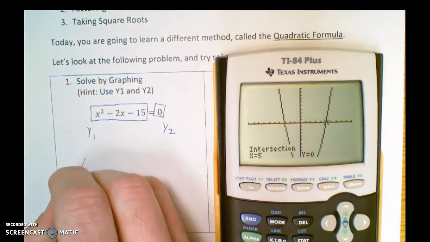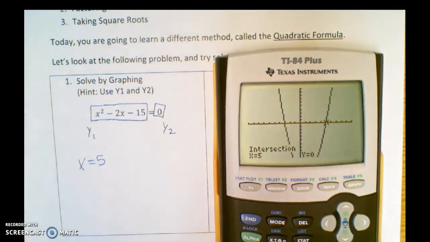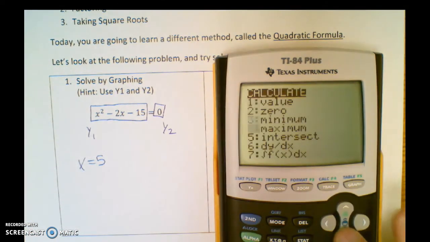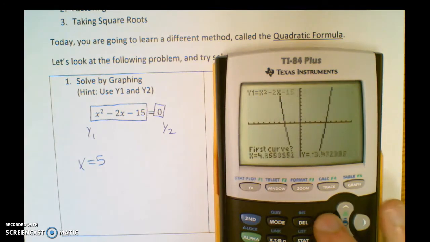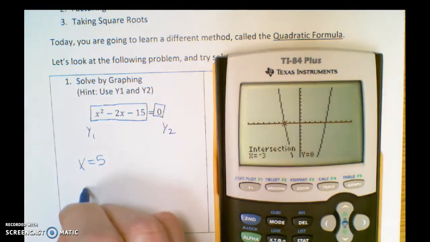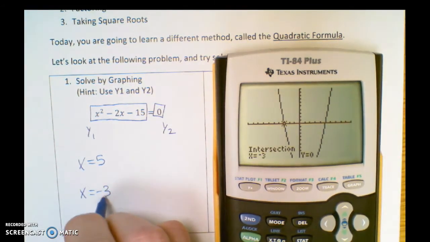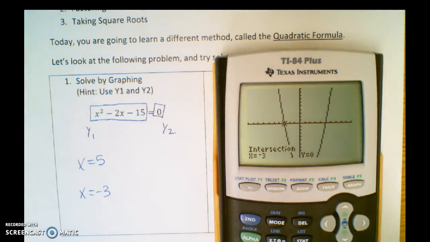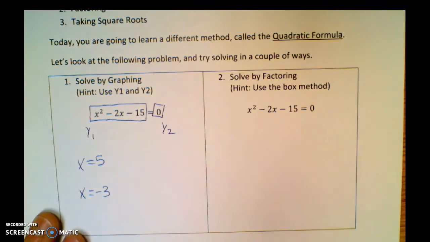So one of my solutions is x equals 5. Repeat the process and move your cursor to the left, and then press enter 3 times. So there you have your 2 solutions. That was the first method we learned.